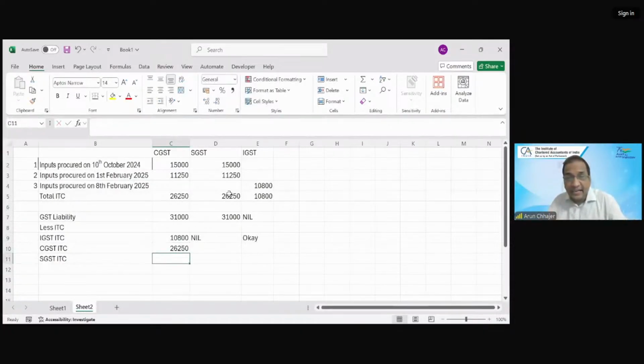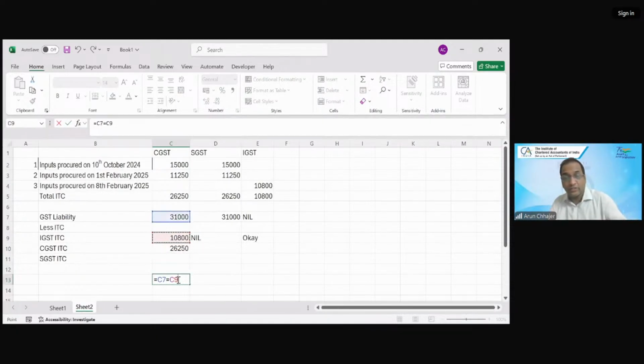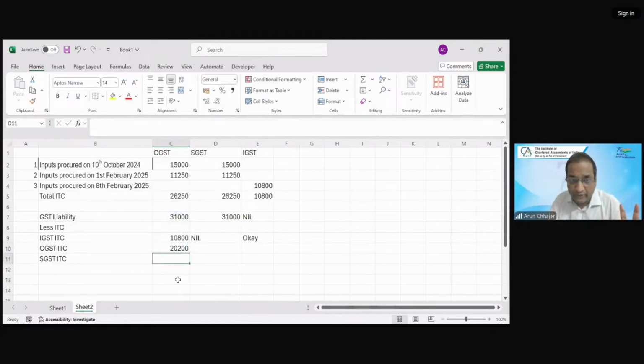Tell me one thing. Can the SGST का ITC be used toward the payment of CGST का liability? No. Sorry, इसको कितना ही चाहिए? इसको पूरा 26,000 ही चाहिए ना? It does not require 26. What is the amount required? It is required only 20,200. Fine. It is not applicable, right? Tell me. Can the CGST be given to the SGST? No.